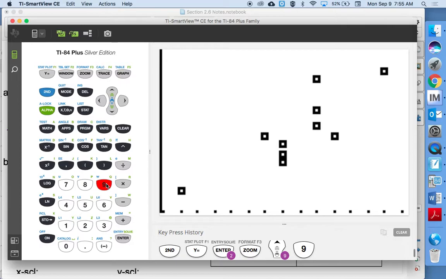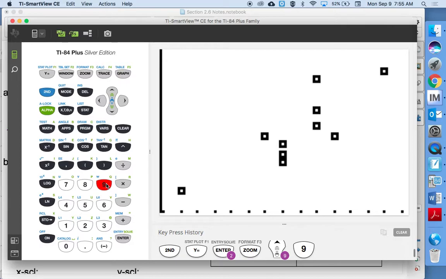Mine looks almost the same except for... We'll see the next step. We'll be able to see that it's the same.